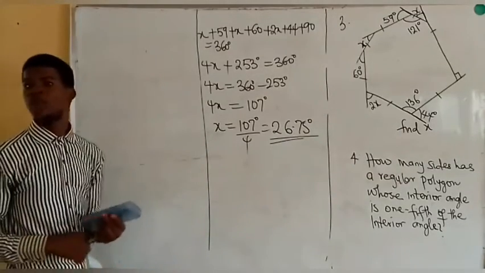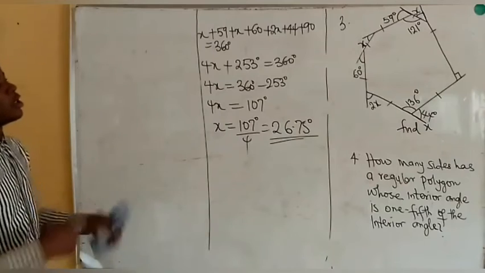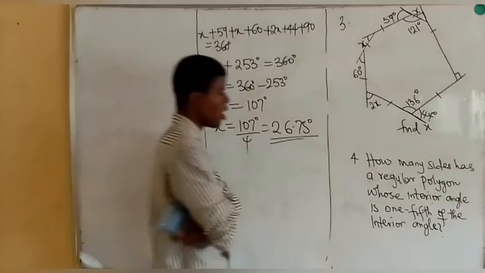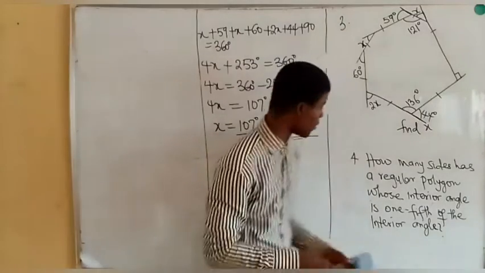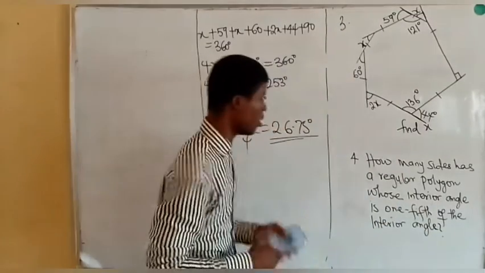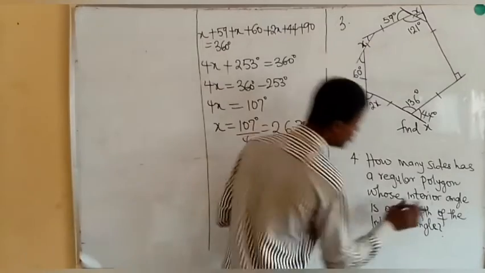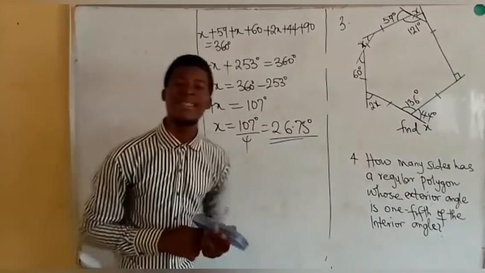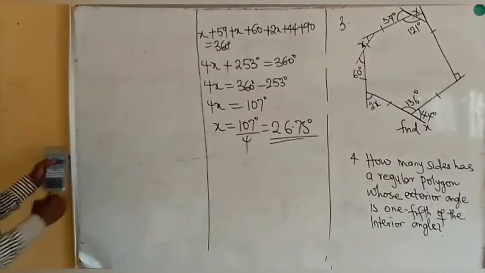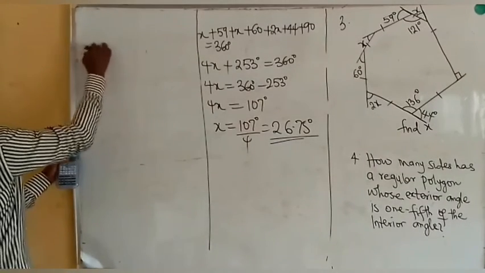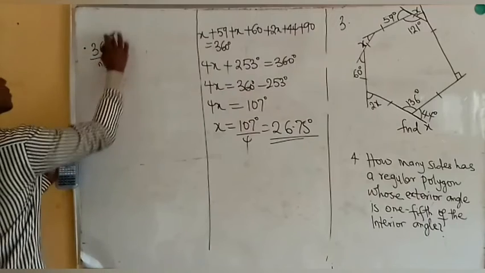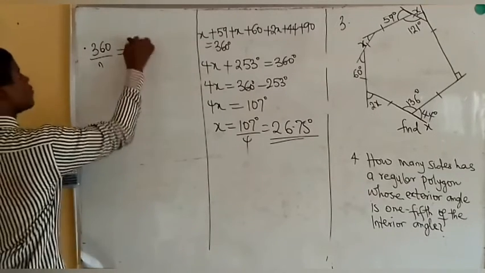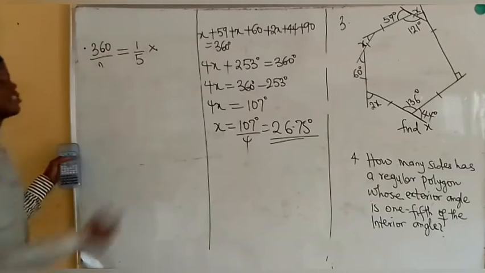So to the last question now. It says, how many sides has a regular polygon whose exterior angle is 1/5 of the interior angle? Now let's see. Each exterior angle is what? 360 degrees over what? Number of sides. Now they say that the exterior angle is equal to 1/5 of the interior angle.